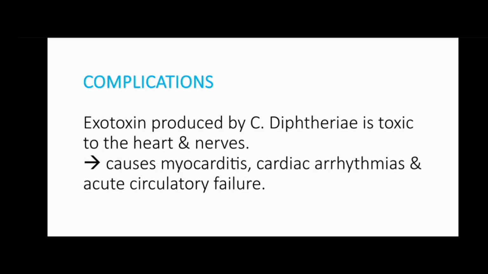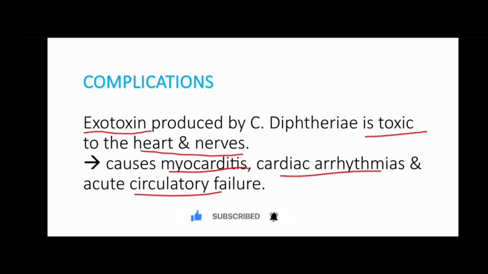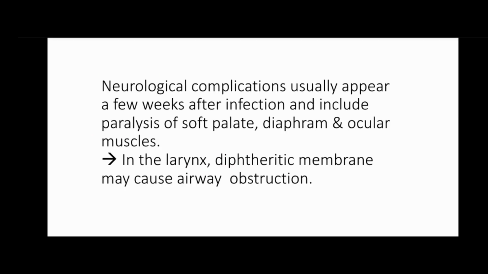What are the complications if we can't treat or we forget to treat facial diphtheria? It produces exotoxin. It is toxic to the heart and nerves. So it causes myocarditis, cardiac arrhythmia and acute circulatory failure. These are all heart-related problems. And neurological complications appear a few weeks after the infection and include paralysis of the soft palate, diaphragm and ocular muscles.